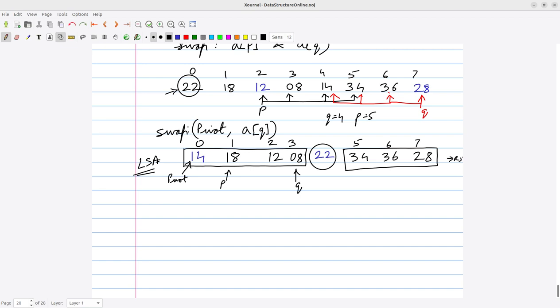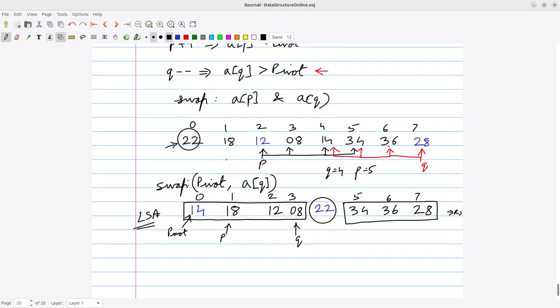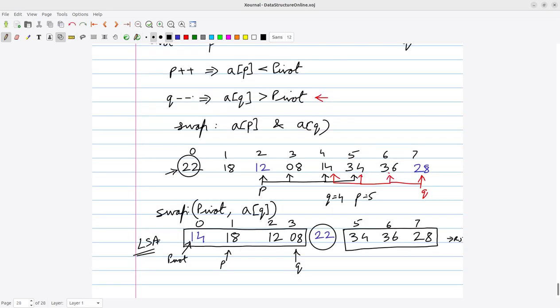So as per the logic, P will move to the next if the value is less than the pivot. Now at P we have 18, and the pivot element is 14. Is 18 less than 14? No, so this will remain as it is. Now we'll focus on Q. At Q we have 8. Is 8 greater than 14? No. So this condition of P plus plus and Q minus minus holds again. So we'll swap the elements at index P and index Q.